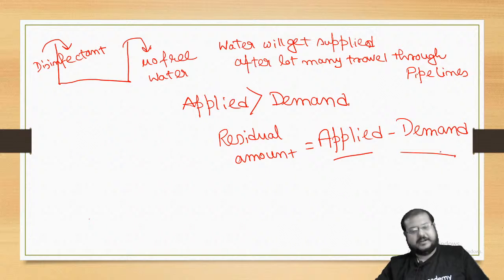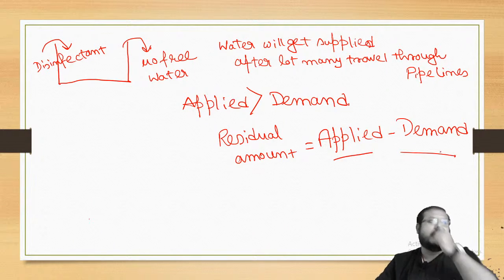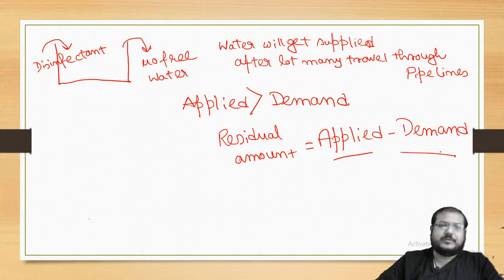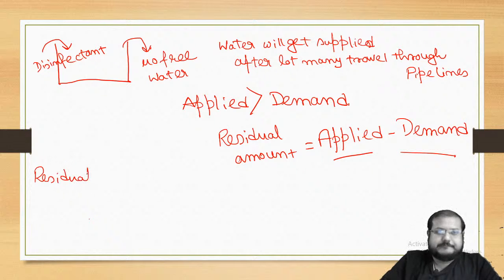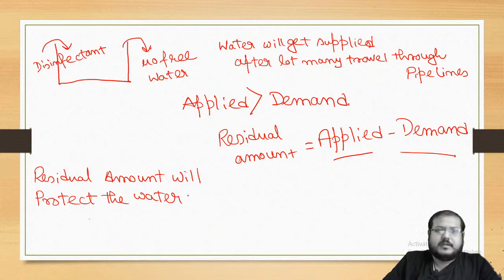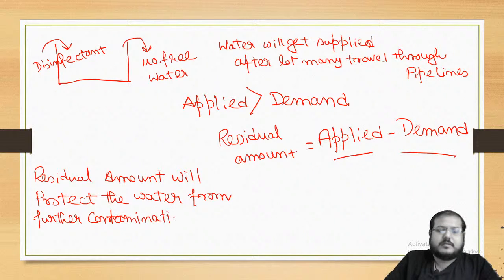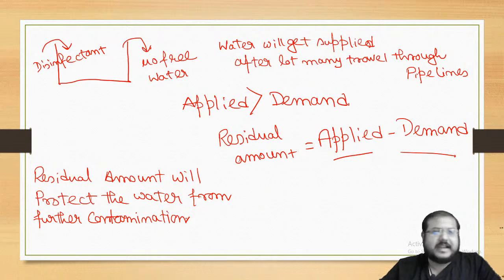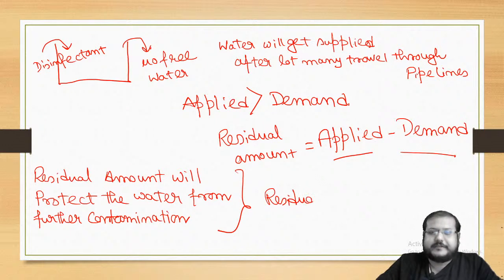And what is the effect of the residual amount? The residual amount of disinfectant will protect the water from further contamination, that can happen in the pipelines during the traveling of water, or during the conveyance of treated water to the households. So this thing is called residual sterilizing effect.